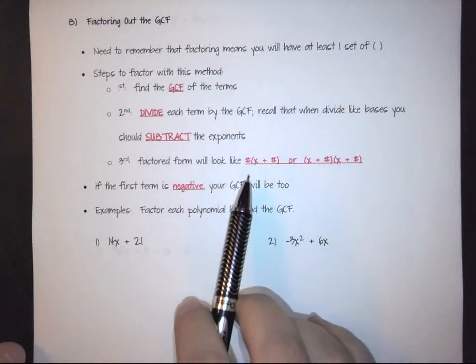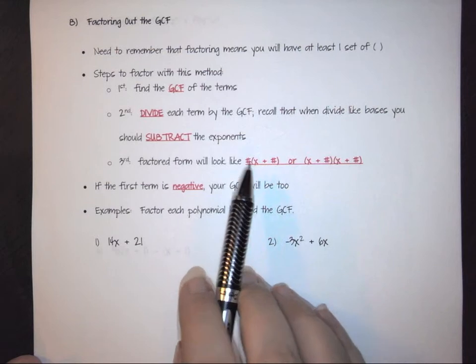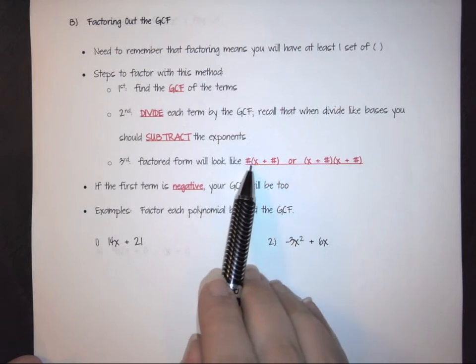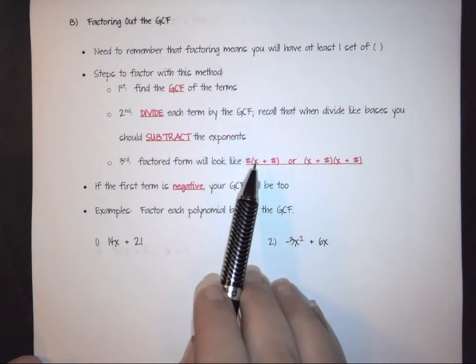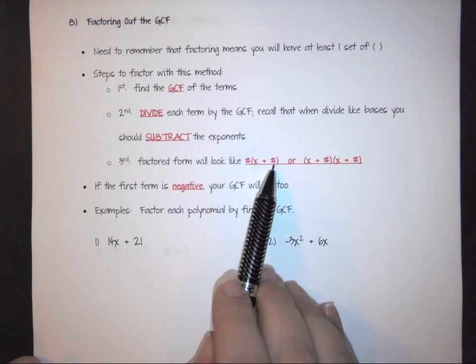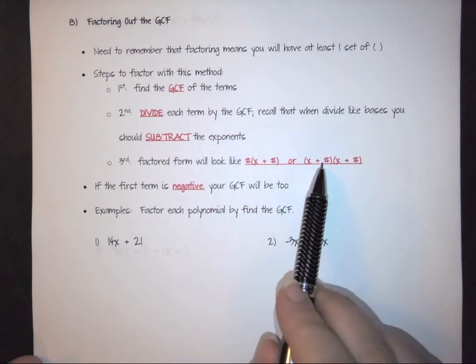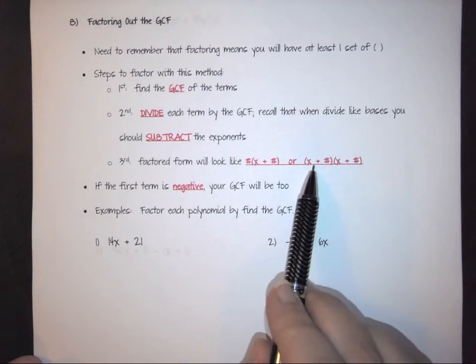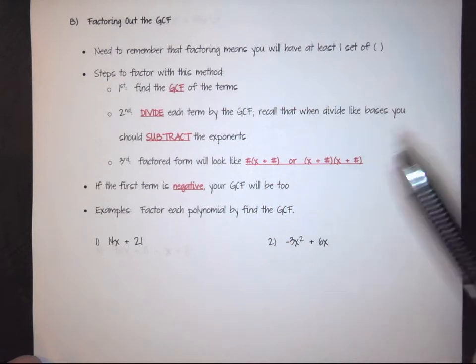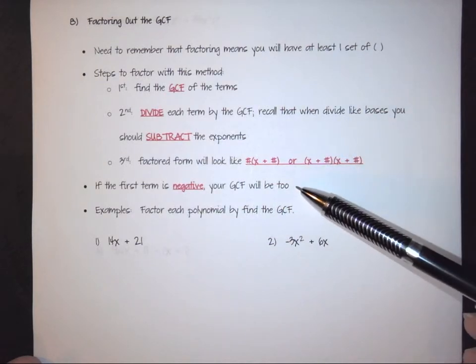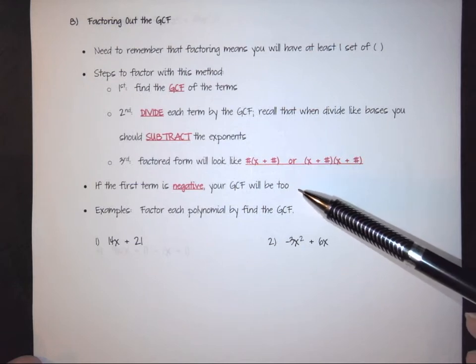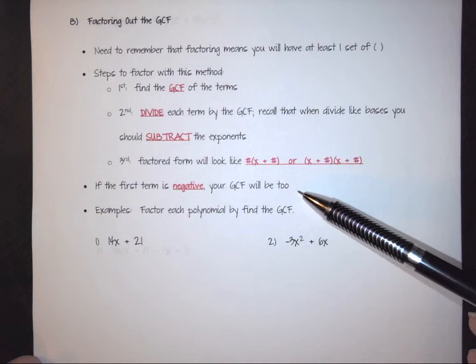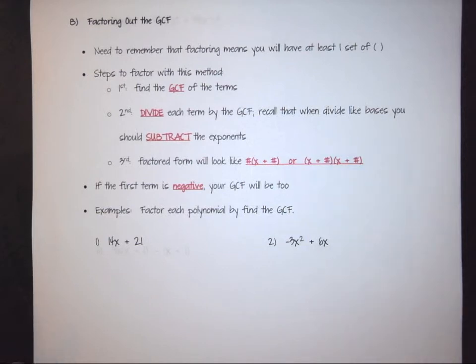So there's two forms that we have of how your factors may look. The first form is where you have a single term on the outside and the rest of your expression is left inside. Or when you factor it out, you end up with two binomials side by side. Now, the one hint I can give you is that if your expression starts out with a negative term, then your GCF will be negative because you're going to pull that negative value out of the term itself.